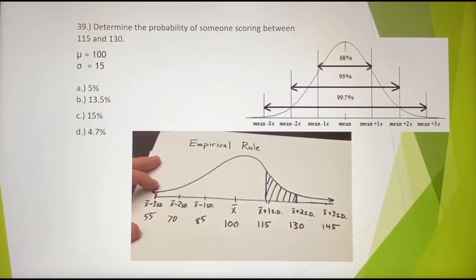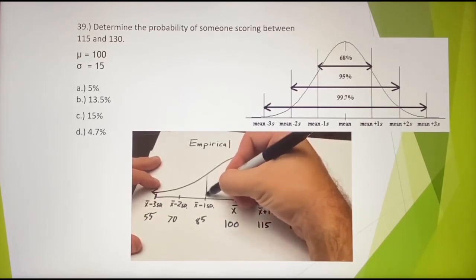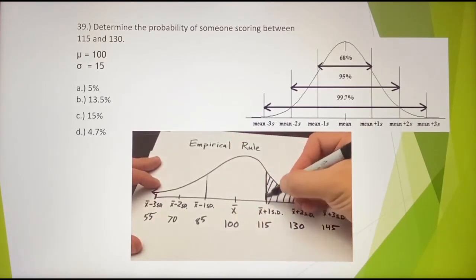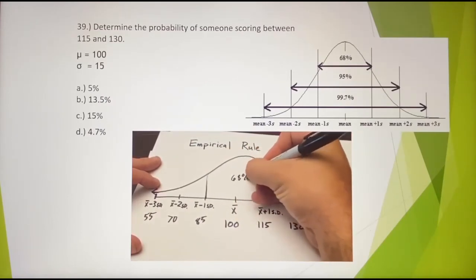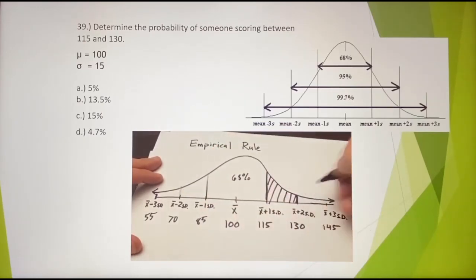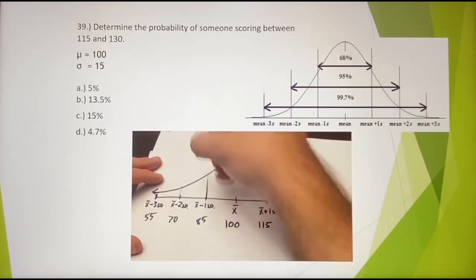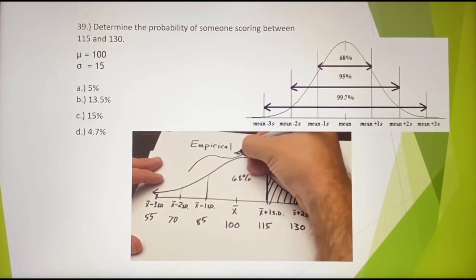And we know that between one standard deviation, if I go up and down one standard deviation, that gives me 68%. And then if I go up and down 2 standard deviations, that's going to give me 95%.